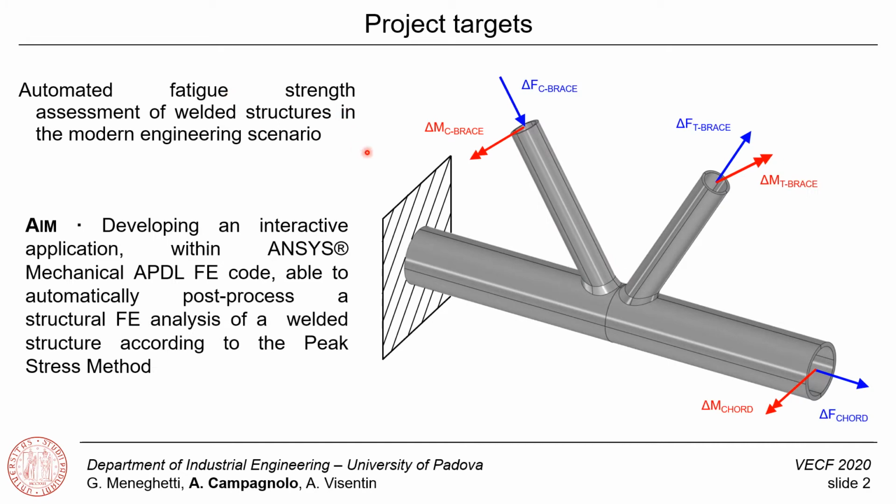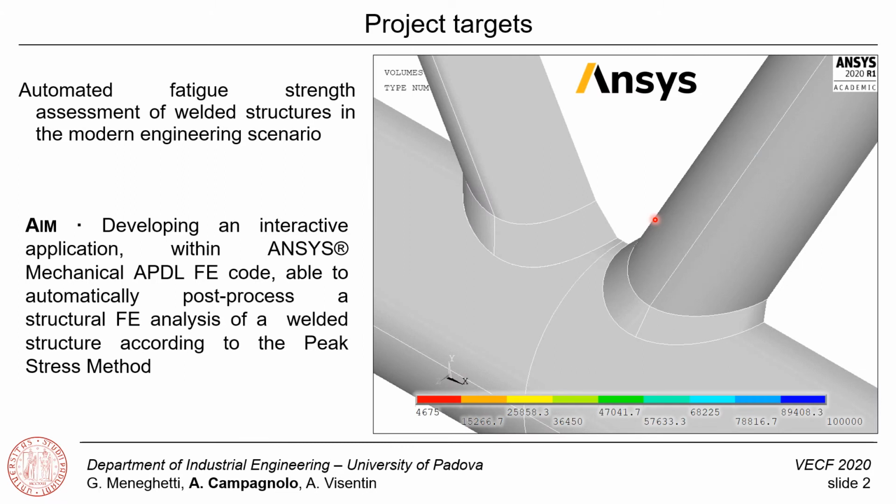In this perspective, an interactive application has been developed within ANSYS finite element software in order to automate the post-processing of a structural finite element analysis of welded joints according to the peak stress method, as in the example reported in the figure, where a key joint is analyzed and the estimated fatigue life is plotted along the weld toe lines, predicting fatigue failure where life is minimum in agreement with the experiments.